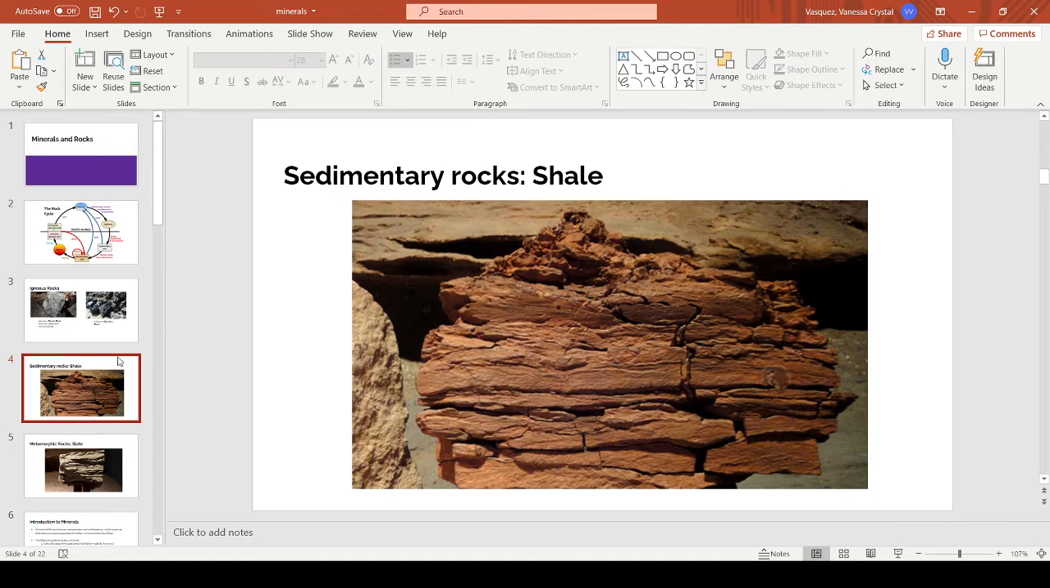And the next one is sedimentary rocks. This is an example of shale. So you can see the compaction and the layers of how the sediments layered on top of one another and then bonded, forming a sedimentary rock. And this is composed of clay and silt, which is finer than sand.